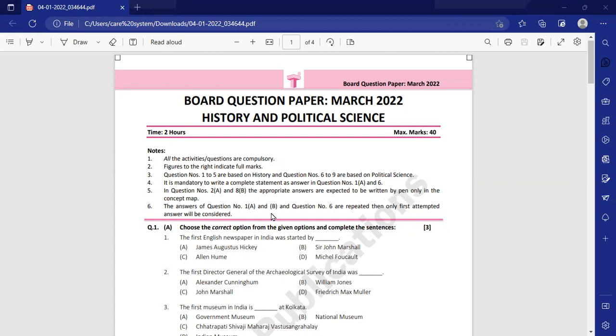The answers of question number 1A and B, question number 6 are repeated, then only first attempted answer will be considered. It means that if you will give two answers for one fill in the blanks, suppose the first English newspaper in India was started by James Augustus Hickey is the answer. But if you will write Michael Foucault also, then your first attempted answer will be considered as correct answer. Understood? Some students write it, some students overwrite it. So first answer will be considered as your correct answer. Now we will begin with our paper.